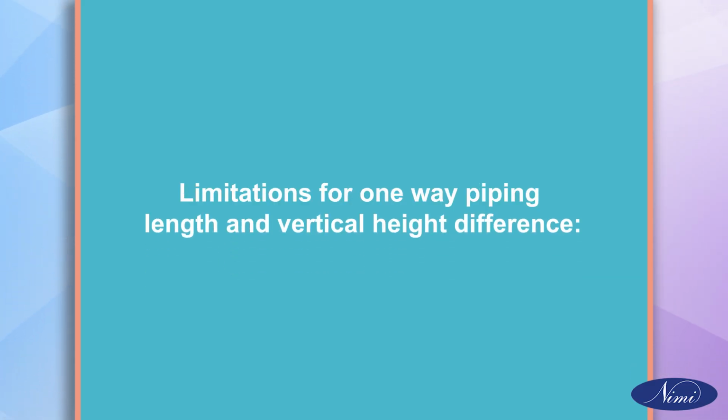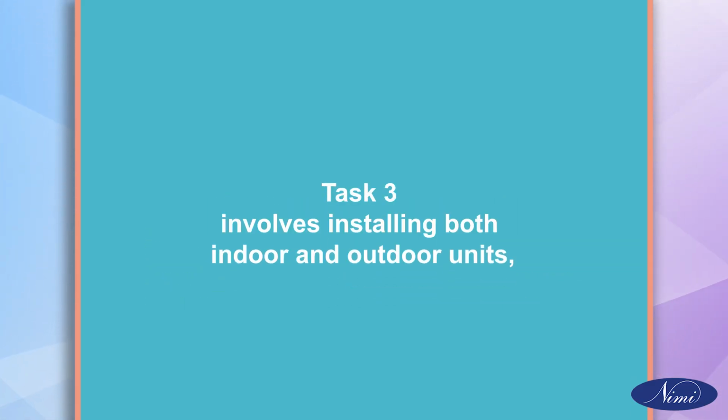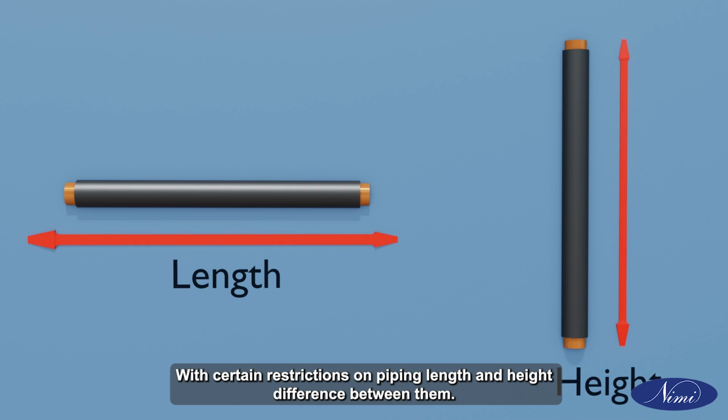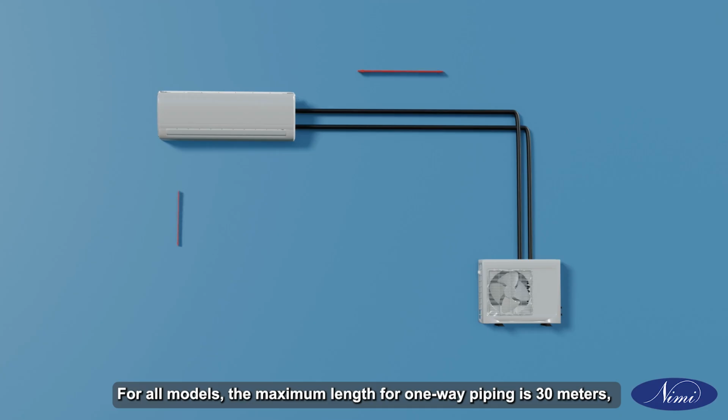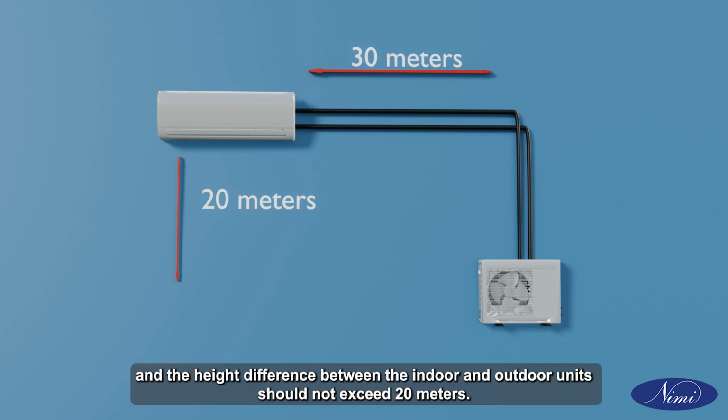Limitations for one-way piping length and vertical height difference. Task 3 involves installing both indoor and outdoor units, with certain restrictions on piping length and height difference between them. For all models, the maximum length for one-way piping is 30 meters, and the height difference between the indoor and outdoor units should not exceed 20 meters.